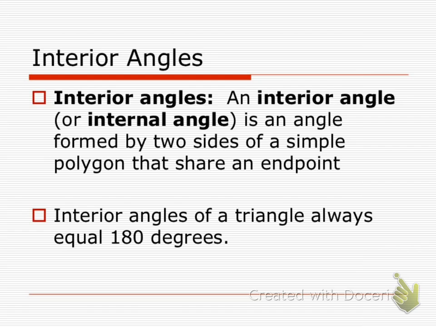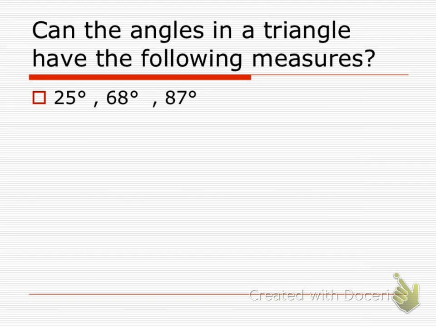The interior angles of a triangle always equal 180 degrees. So all of the angles inside a triangle always add up to 180. So we're going to use this information to find a missing angle. The first question I'm going to ask you is, can the angles in a triangle have these measures? One way for us to try is we want to ask the question, does 25 plus 68 plus 87 equal 180?